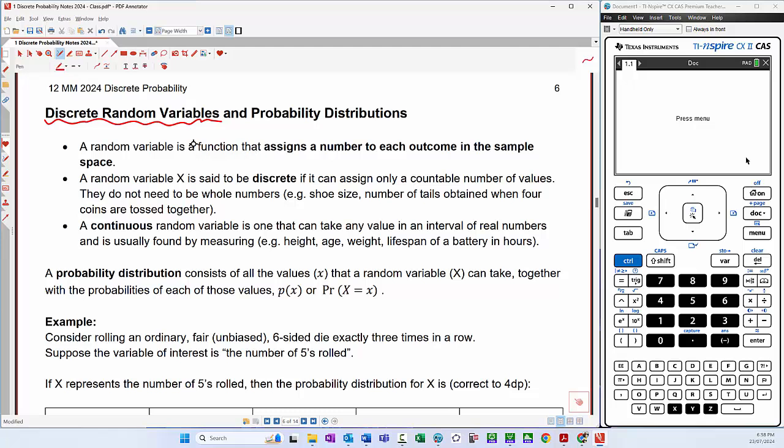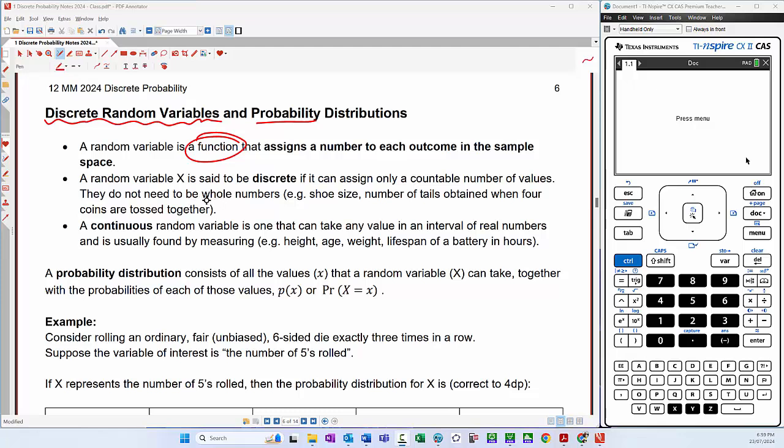So a random variable is a function. That's interesting, because what we're linking probability with is our function-based maths that we've been doing since the start of the year. What we do is we assign a number to each outcome in the sample space. A random variable x is said to be discrete if it can assign only countable number values.